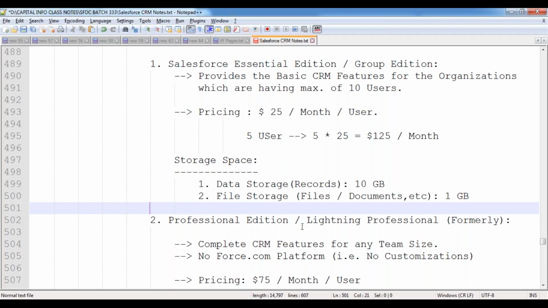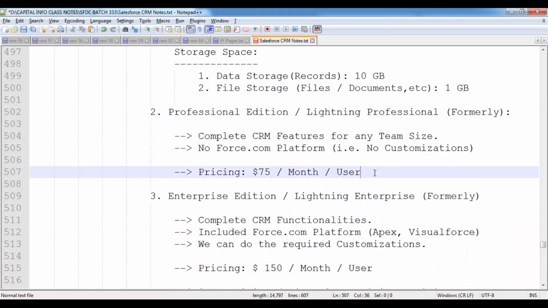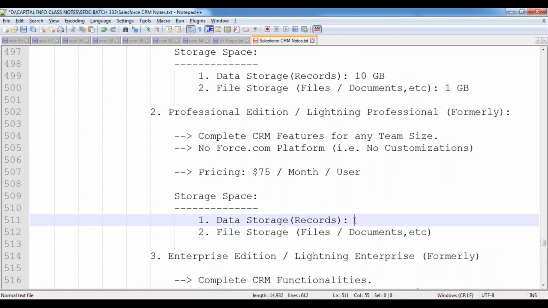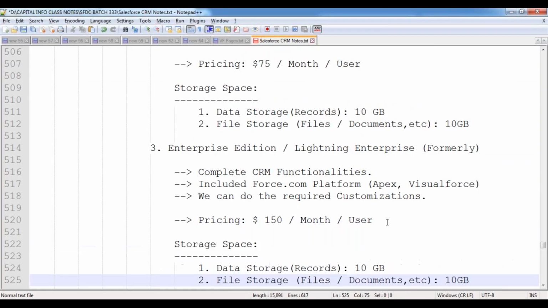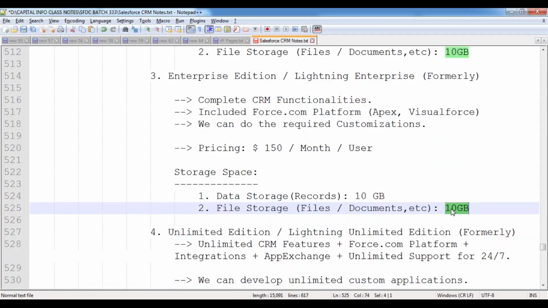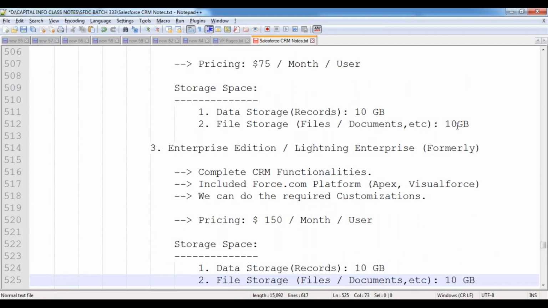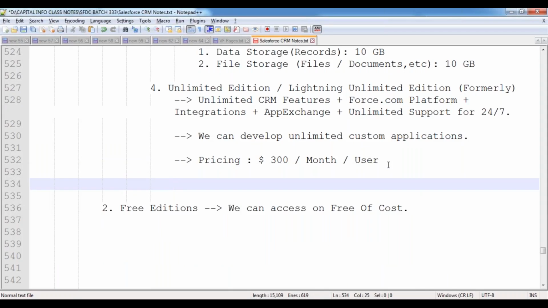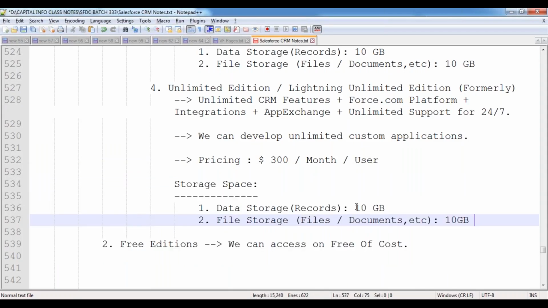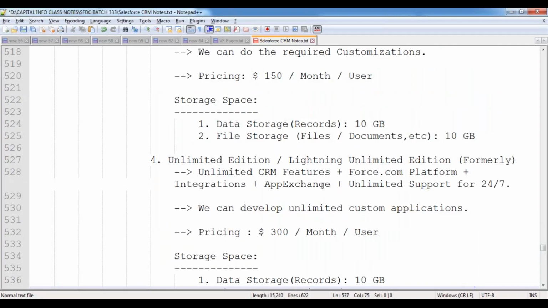Now, the next one, professional edition. For this professional edition, data storage will be 10 GB and file storage will be 10 GB of space allocated by Salesforce. For enterprise edition also, they're allocating 10 GB of data storage, 10 GB of file storage. For the unlimited edition also, you will be getting 10 GB of data storage and 10 GB of file storage. These are the various storage capacities given by Salesforce.